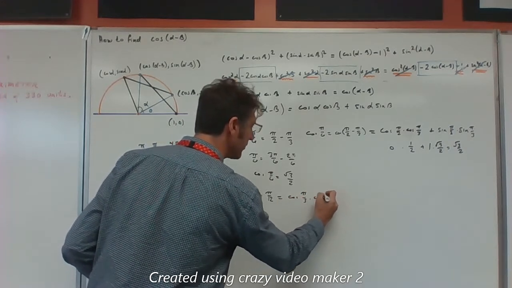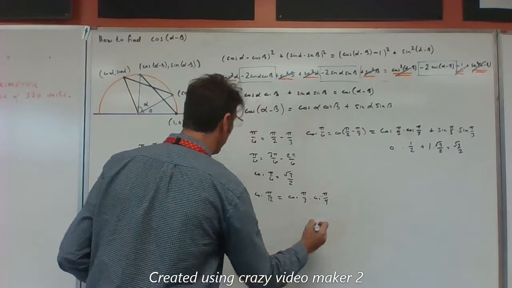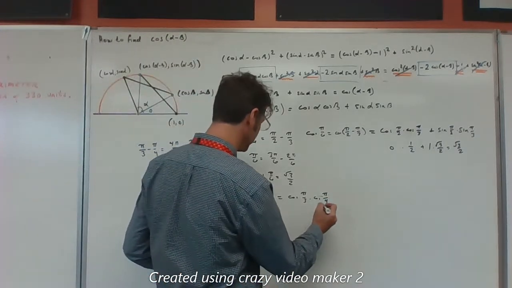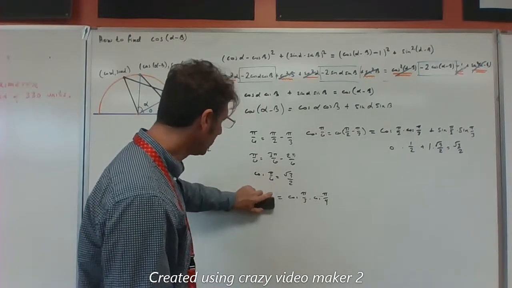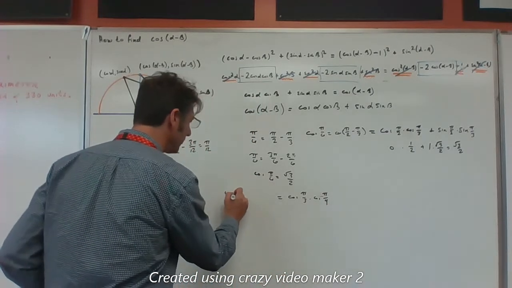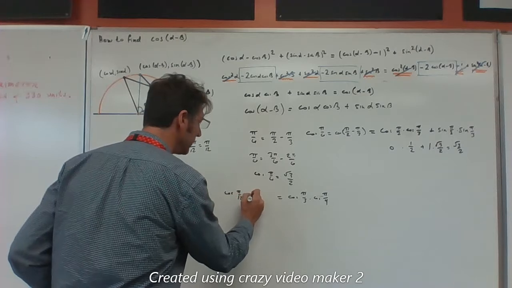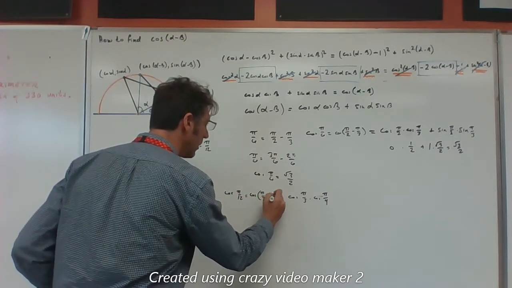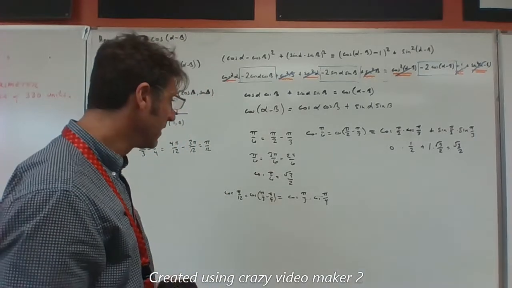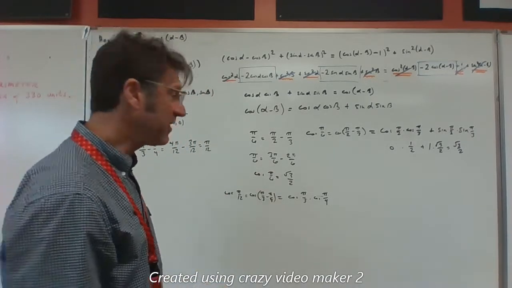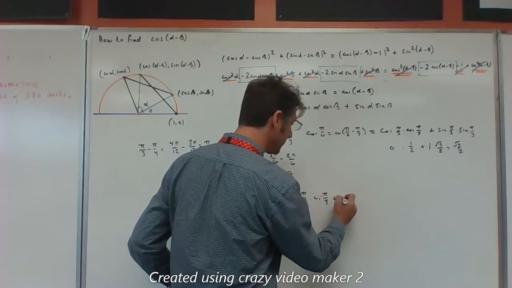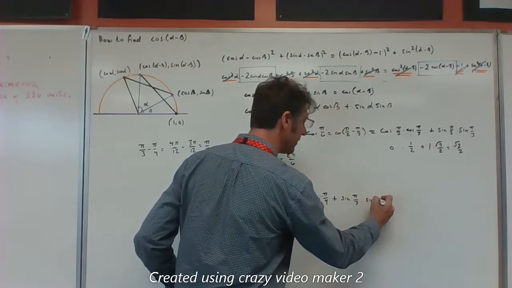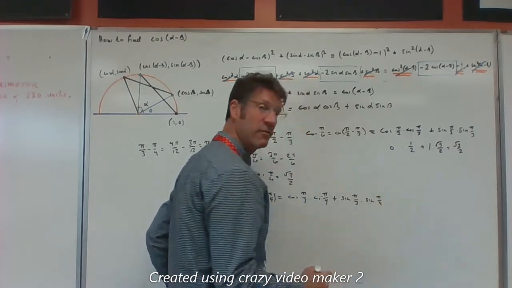So the cosine of pi over 12 is going to be the cosine of pi over 3 times the cosine of pi over 4. Those are the two angles that we have here, right? Maybe I should scoot this over, and we'll get that the cosine of pi over 12 is equal to the cosine of pi over 3 minus pi over 4. So it's the cosine of pi over 3 times the cosine of pi over 4 plus the sine of pi over 3 times the sine of pi over 4.